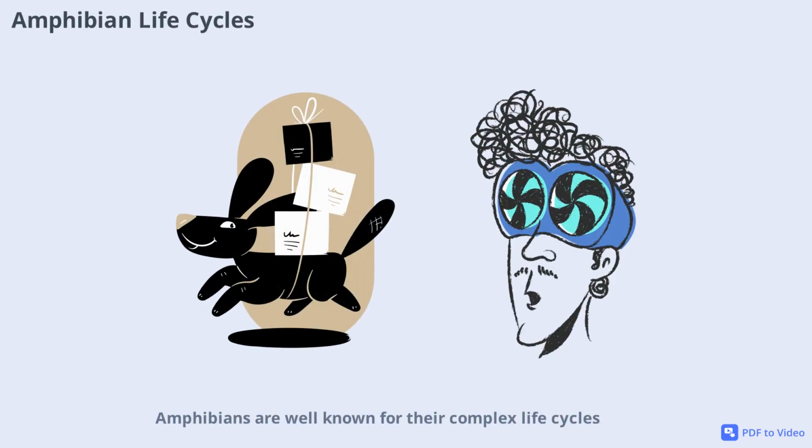Amphibians are well known for their complex life cycles, which typically involve an aquatic larval stage and a terrestrial adult stage. This dual lifestyle is a direct result of their evolutionary history and the adaptations that allowed them to exploit both aquatic and terrestrial environments. Their metamorphosis is one of nature's most remarkable transformations.